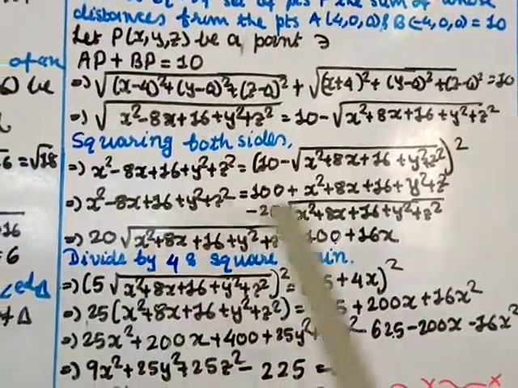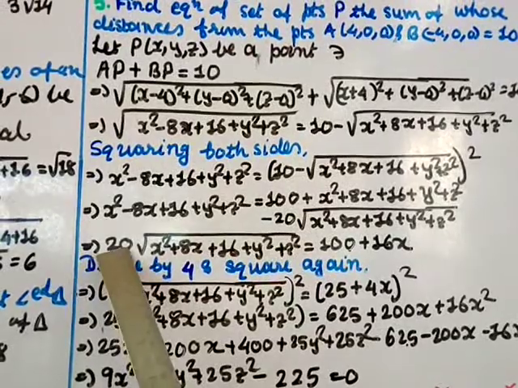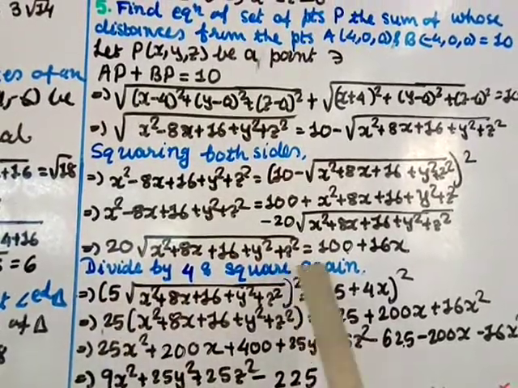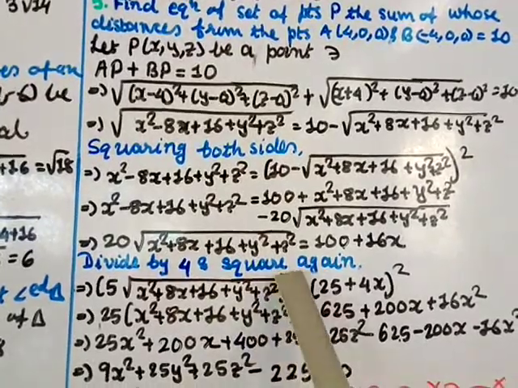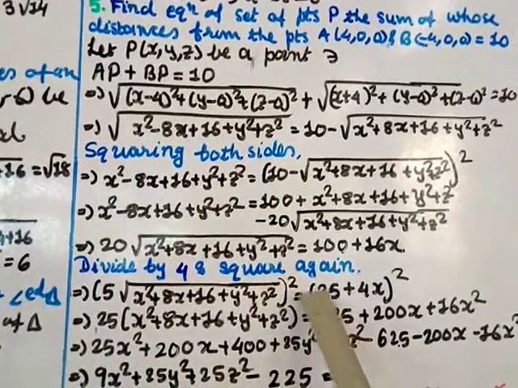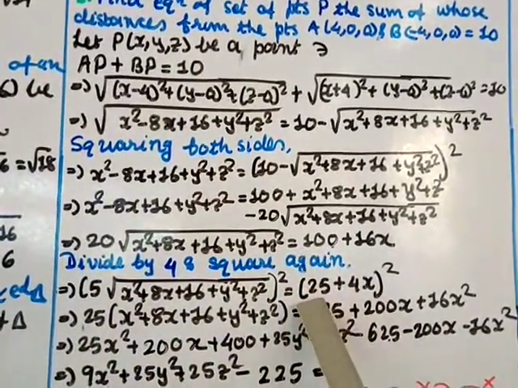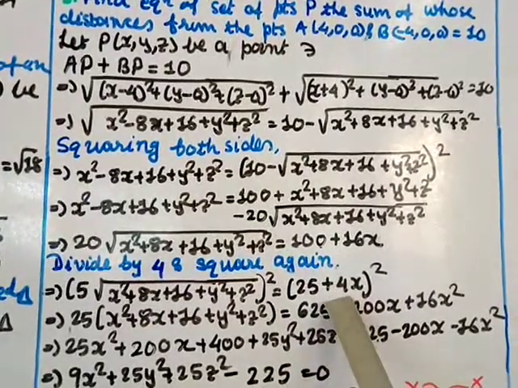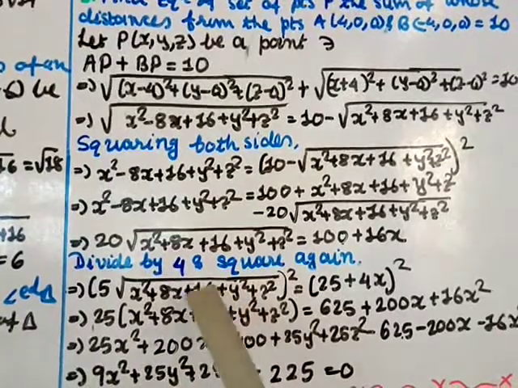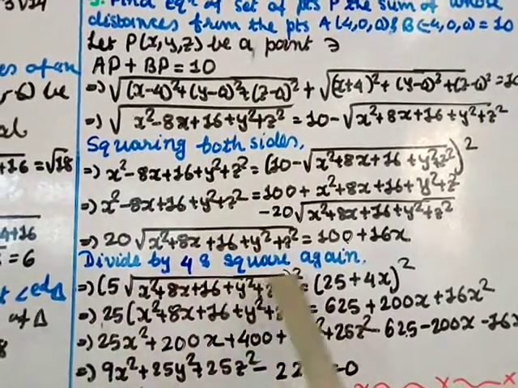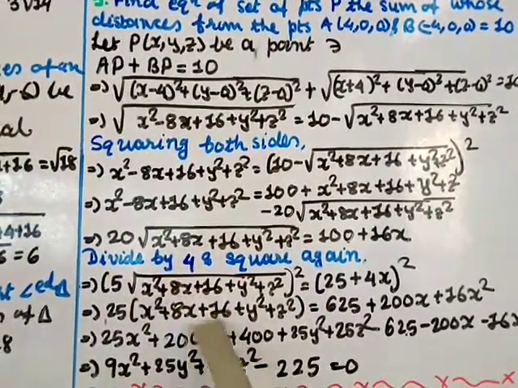So divide by 4 and square once again to remove the square root. So you divide by 4, so here remains 5. This is as it is, under the square root x square plus 8x plus 16 plus y square plus z square, and squaring. So square of this equal to, when you cut this by 4 you get here 25 plus 4x whole square, right? Now when you square this, the square root will cut, and 5 square is 25. So this square root is cut and this as it is.